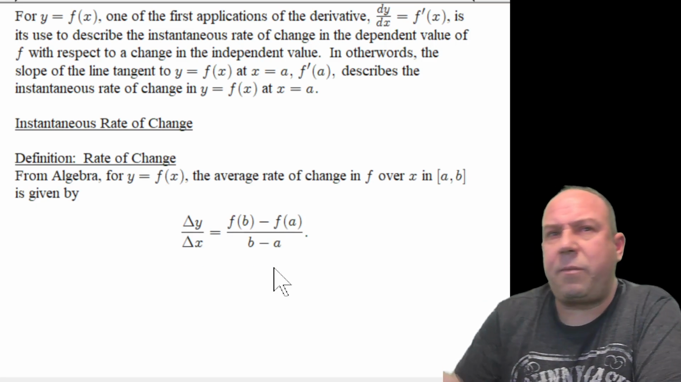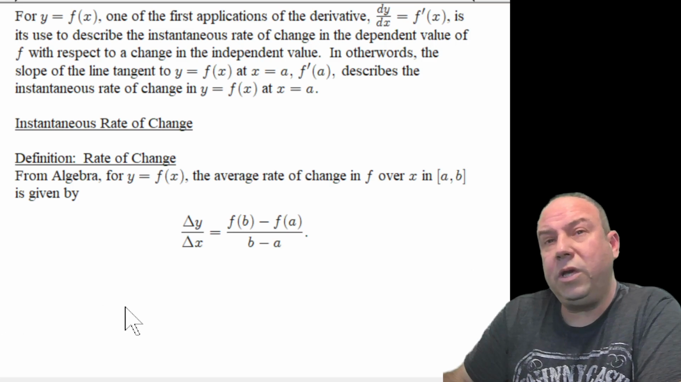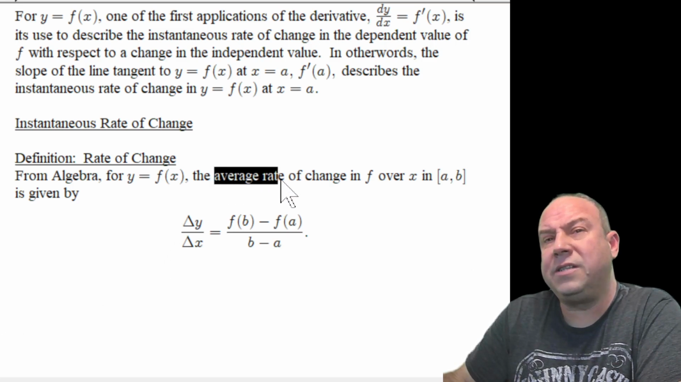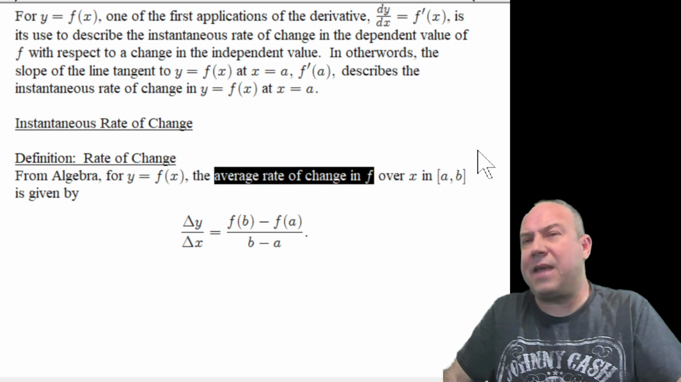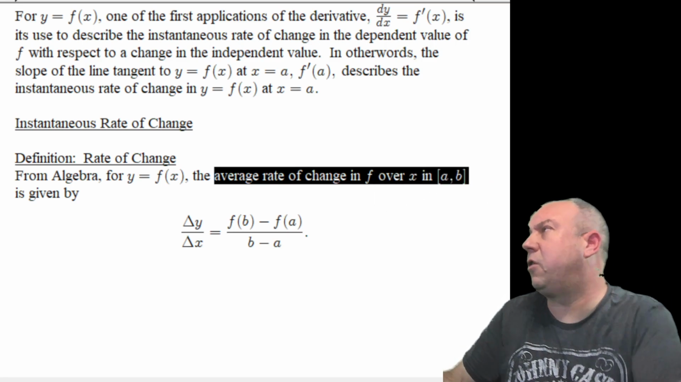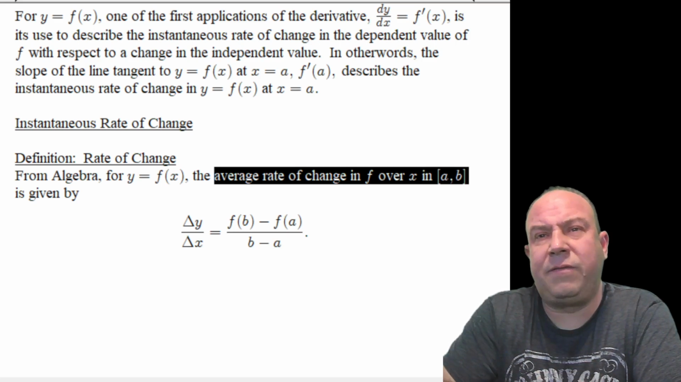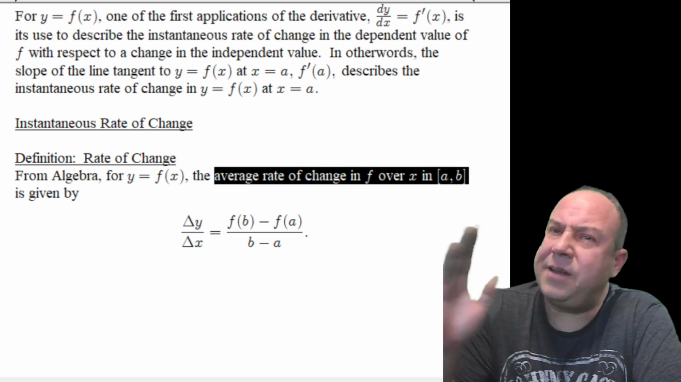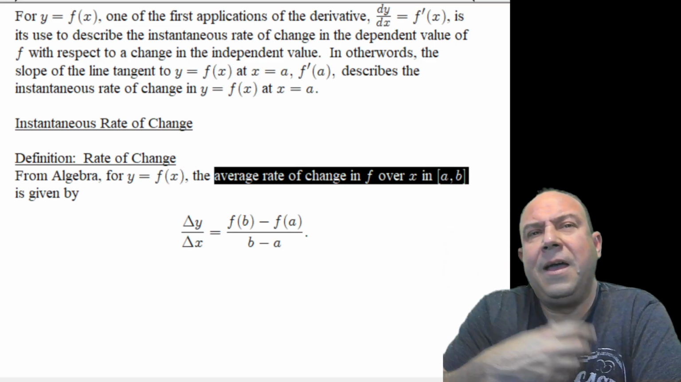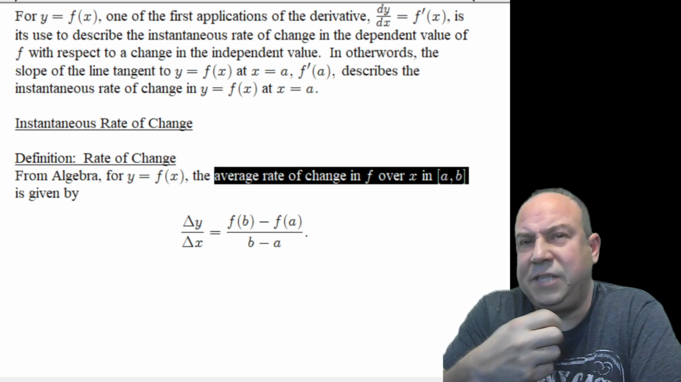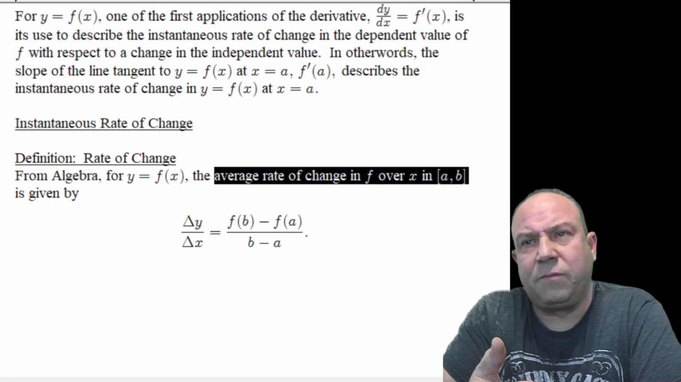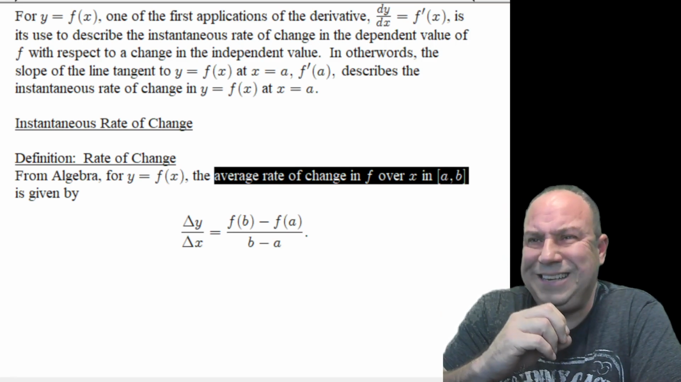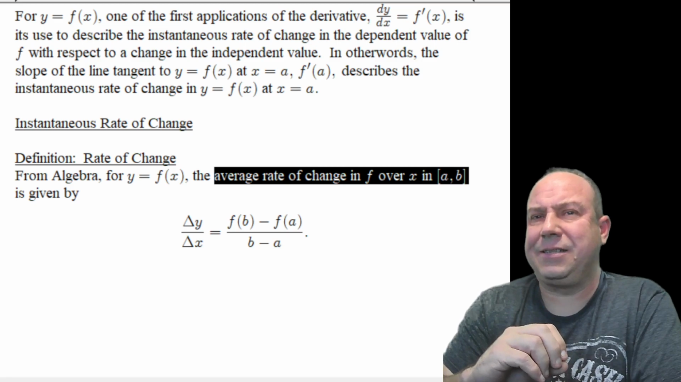To begin with, from algebra, we should have an understanding of what average rate of change in a function is. An average rate of change in a function occurs over some interval of x, starting at x equal to a and ending at x equal to b. How is our function's dependent variable changing on average over this interval of change in our independent variable x?